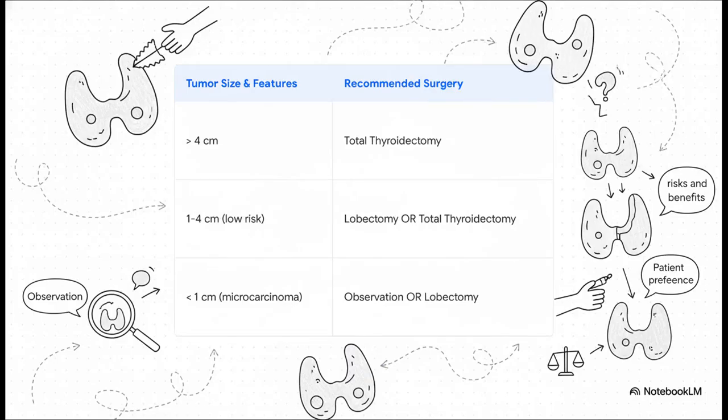The decision here is all about risk stratification, and we follow established guidelines, like those from the American Thyroid Association. It's mostly based on tumor size. So for a big tumor, over 4 centimeters, a total thyroidectomy is pretty standard. For those tiny little microcarcinomas under 1 centimeter, you might even consider active surveillance instead of surgery. Now, our patient is in that middle ground, between 1 and 4 centimeters. For this group, you could technically consider either a thyroid lobectomy or a total thyroidectomy. It really becomes a detailed conversation with the patient about the pros and cons of each.